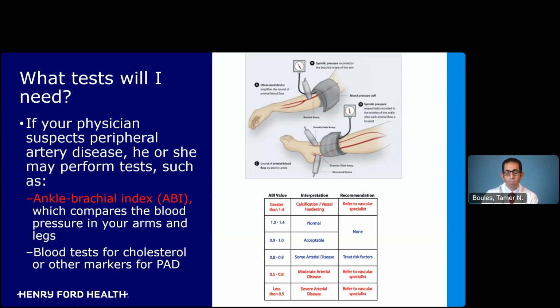And that should trigger some other testing and questions that your provider may be asking you. Might also lead to some blood tests to be checked to look for other risks for peripheral arterial disease, like high cholesterol. But this test is very simple and straightforward and essentially painless, like getting your blood pressure checked, but in all four extremities.